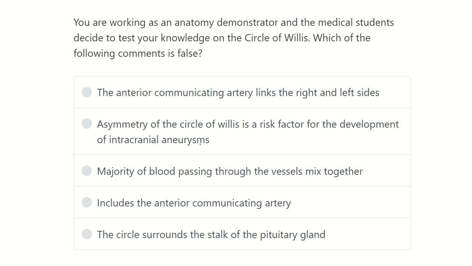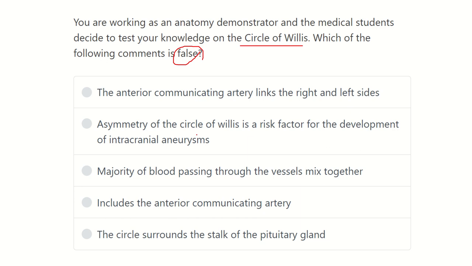This is the question. You are working as an anatomy demonstrator and the medical students decide to test your knowledge on the circle of Willis. Which of the following comments is false? So it is one of the direct questions: in case of the circle of Willis, which statement is false?